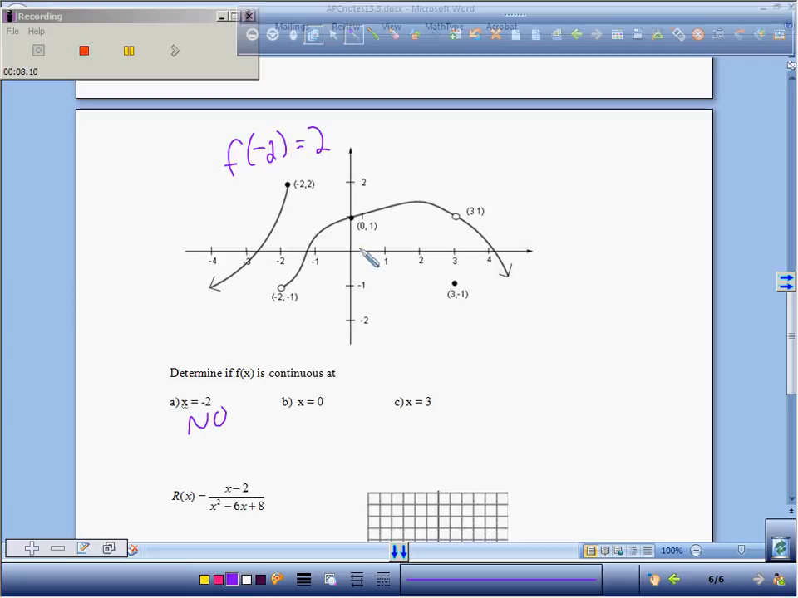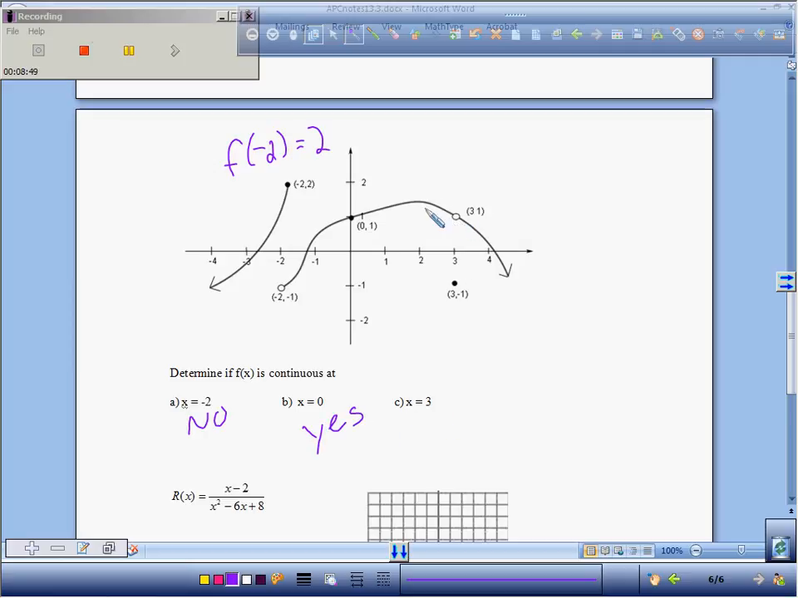At x equals 0, does it appear that my function is continuous at that point? Yes, because it's approaching the same value from the left, it's approaching the same value from the right. It's defined there, and the value that they're approaching is the same as the value of the function. Okay, so yes, it meets all three of those conditions.